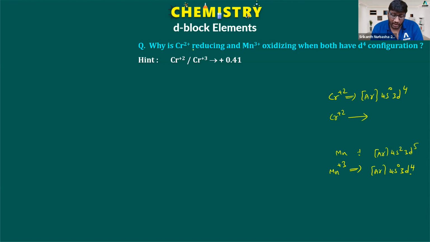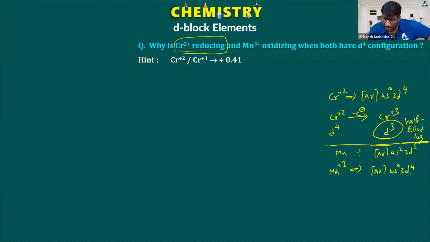Cr+2 is reducing means it is making something else reduce, so within itself it should undergo oxidation. Oxidation means it should lose an electron. If it loses the electron, it forms Cr+3. So in Cr+2 you have d4; if it loses an electron, it forms d3. d3 means it has a half-filled t2g, and because of that it is stable.